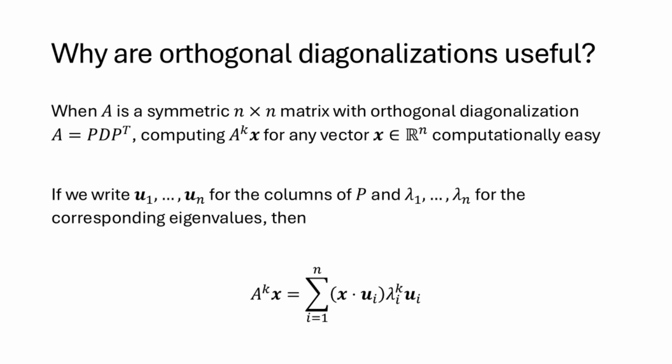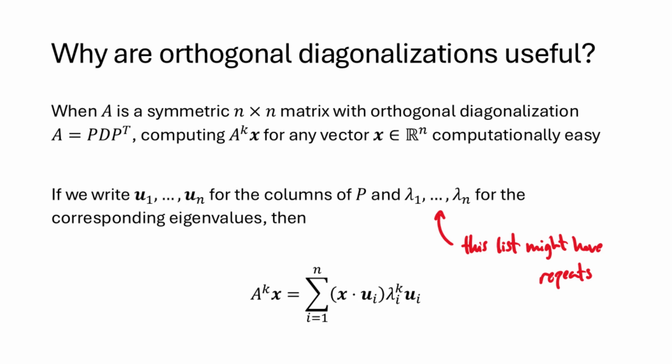So we have this formula that we can use for computing A to the k times x when A happens to be an orthogonally diagonalizable matrix. We'll let u1 through un be the columns of the orthogonal matrix P, and lambda 1 through lambda n be the corresponding eigenvalues for those eigenvectors. And so all we need to do is take x dot ui times lambda i to the k times the vector ui and add up the results.